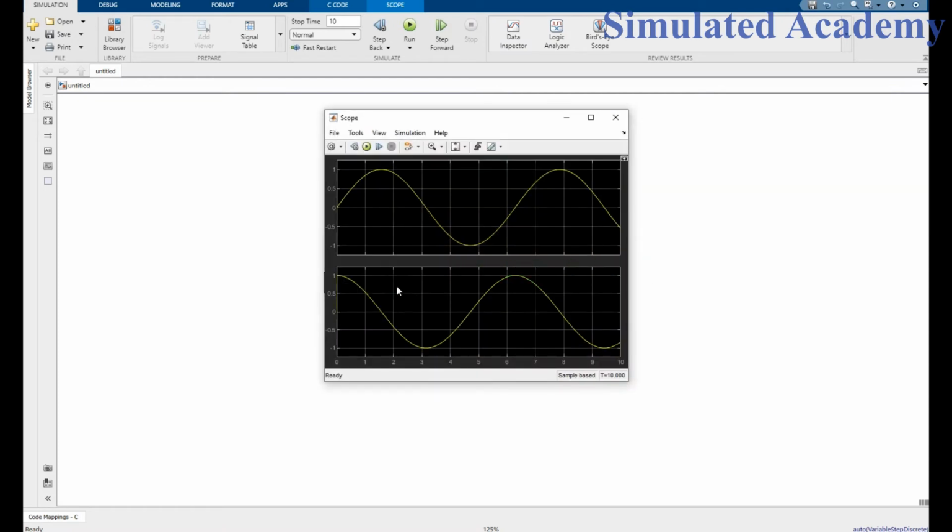Here it is. This is my original signal. It is a sine starting from 0, while this is a derivative which will give a shift of 90 degrees, and it gives me a cos value.